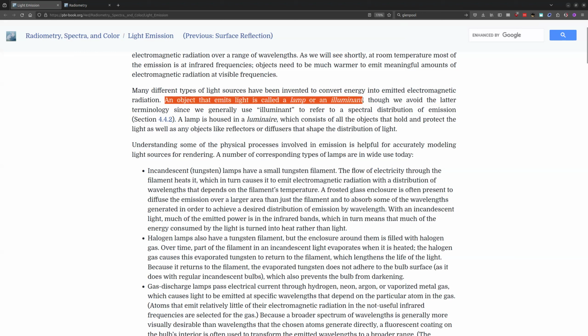We call things that create light a lamp or an illuminant. Oh, for the spectral distribution of emission. I've never heard the term illuminant before, so interesting that it could also be a synonym for lamp, but apparently it's used here for spectral distribution of emission. I believe this is French, luminaire.